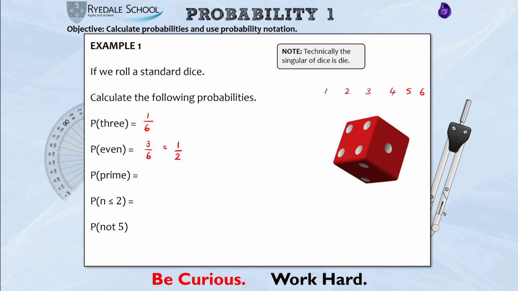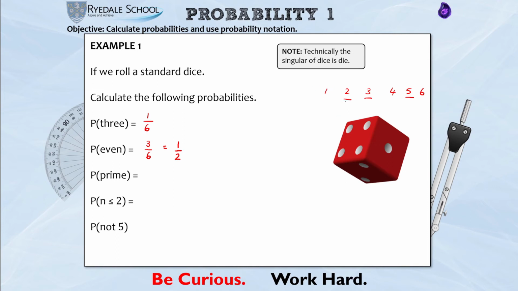P prime, the probability of rolling a prime number. Well, which ones of these numbers from 1 to 6 are prime? Let's remember the definition of prime. A prime number has exactly 2 factors. So that is 2, 3, and 5. Very common misconception about the number 1.